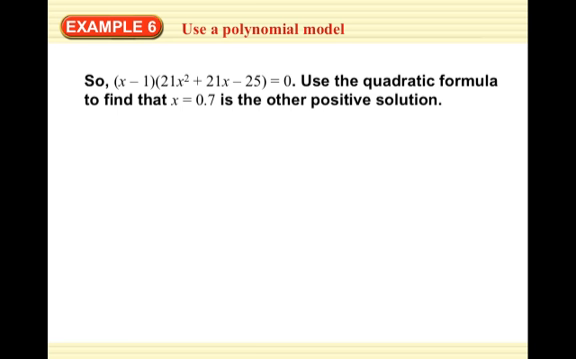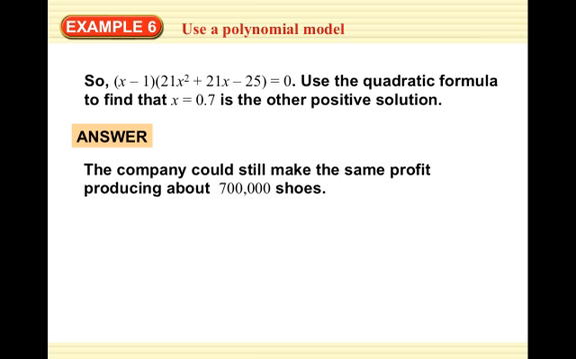Well, you can try to factor that. It's just not going to work. So we can always use the quadratic formula. You just set the whole 21x squared plus 21x minus 25 equal to 0, and you solve. Well, when you do that, you get a positive solution and you get a negative solution. You can't have a negative solution.